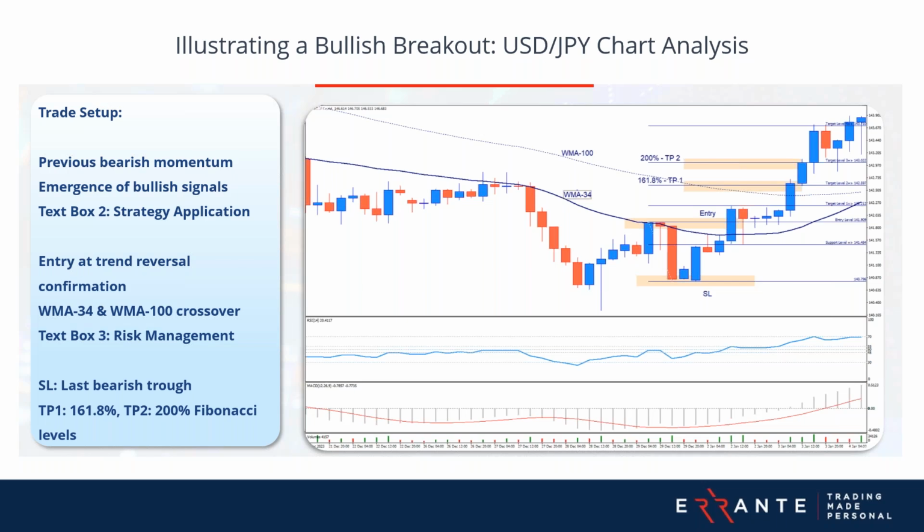Here we have a chart displaying the USD JPY pair, where we previously observed bearish momentum by seeing the lower tops and lower bottoms. Now, our focus is to identify the change in this momentum. Notice how the bearish trend begins to show signs of weakening, and a bullish pattern emerges, as indicated by the sequence of candles and the relation to the weighted moving averages, the WMA.